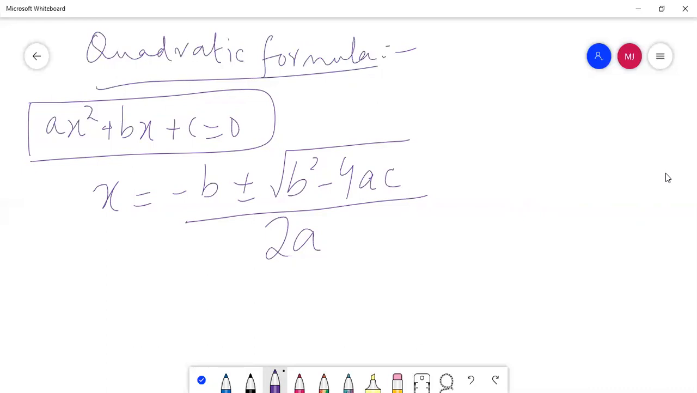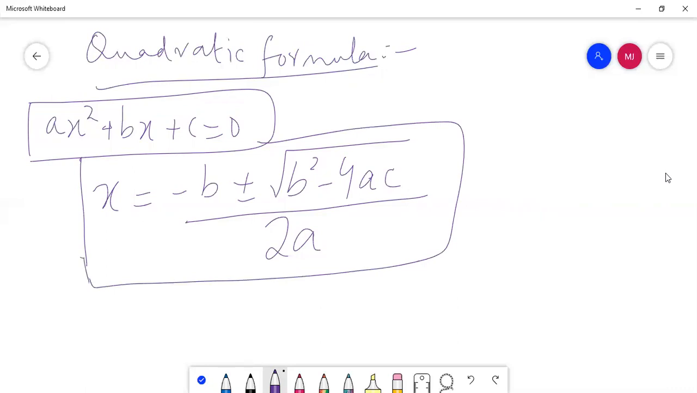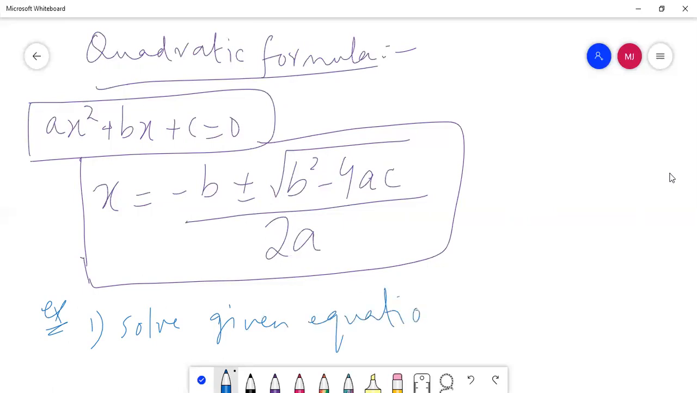How to use that formula? It is simple, but you all must remember this formula. This is really important. x is equal to minus b plus minus square root of b square minus 4ac upon 2a. Now let's see how to use this formula. Okay, example number 1. Solve the given equation by using the quadratic formula.